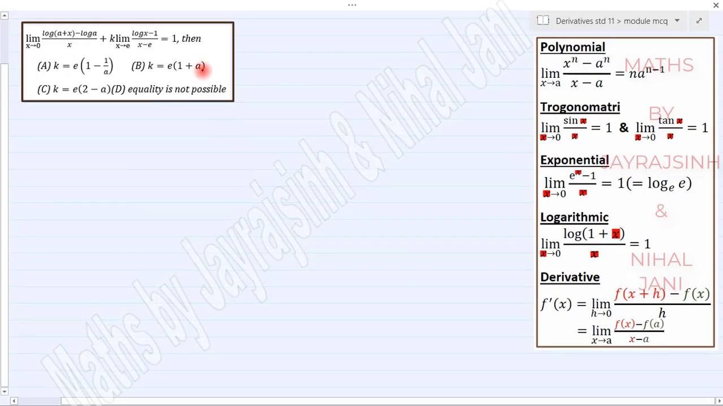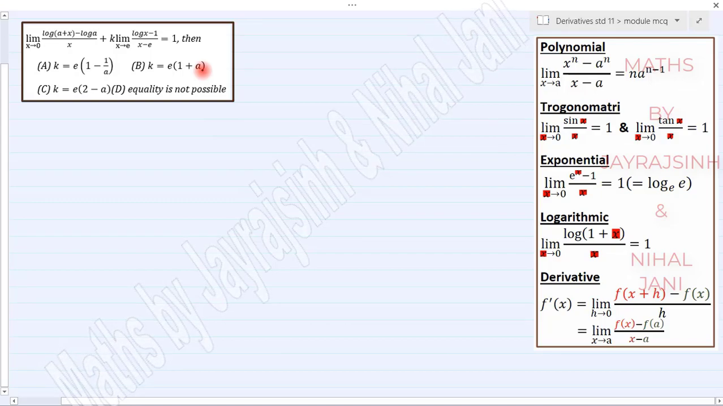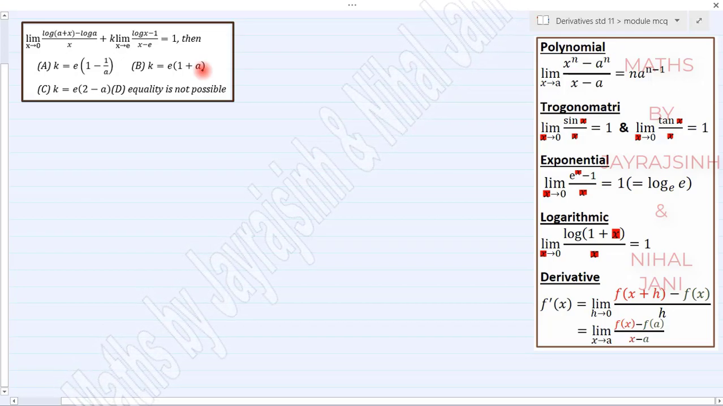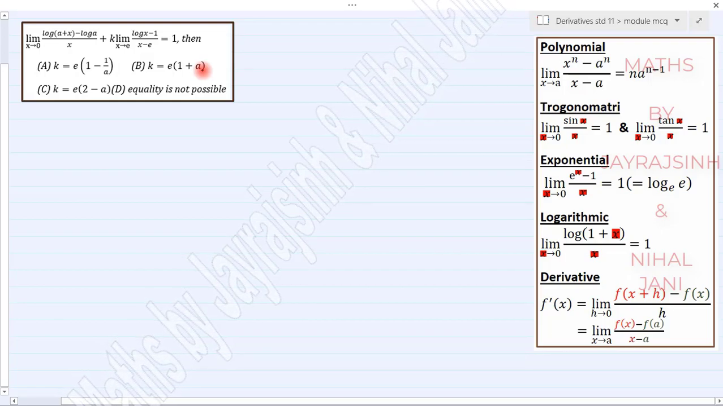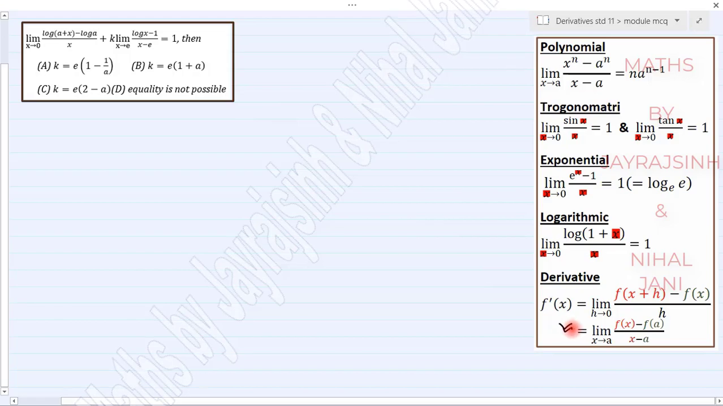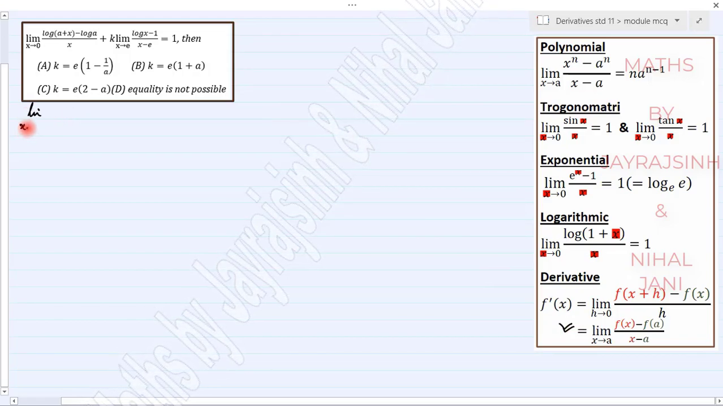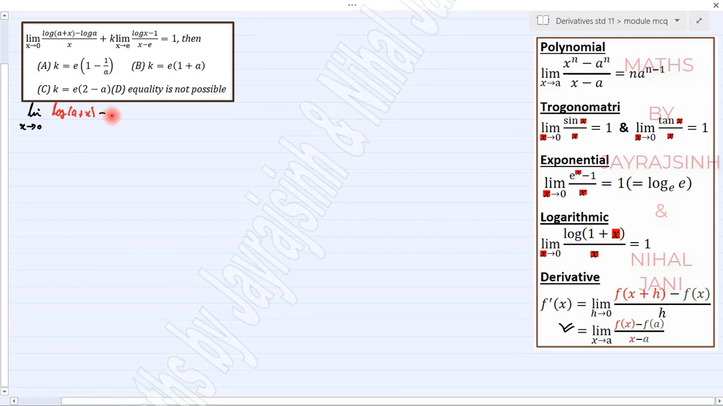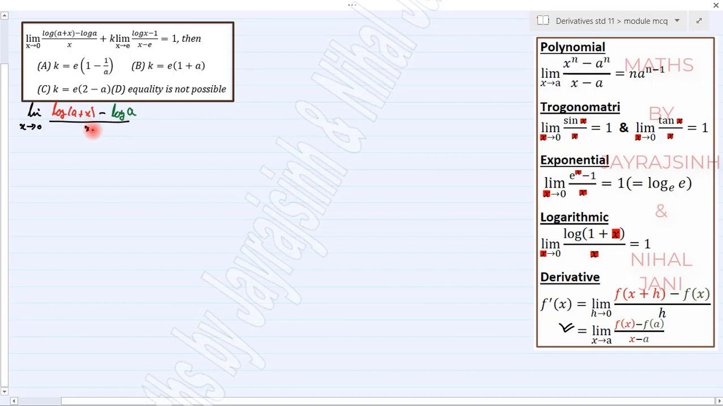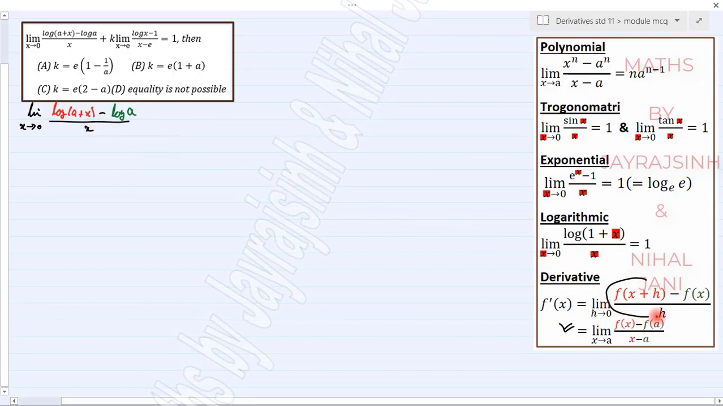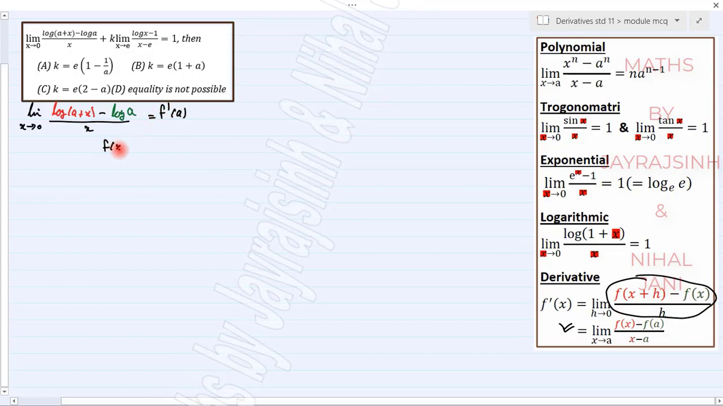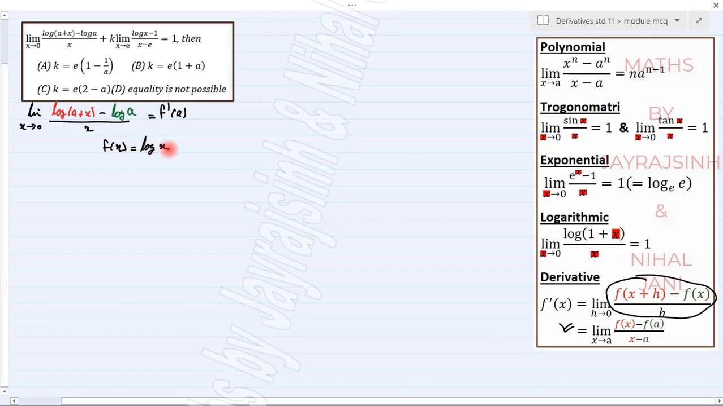In this question, we have limit x tends to 0 of log(a plus x) minus log a upon x, plus k times limit x tends to e of log x minus 1 upon x minus e, is equal to 1. Now, first of all, let's try to solve this question using the definition of derivatives. In the first term, we have limit x tends to 0 of log(a plus x) minus log a upon x. So if we compare with the first form, it is equal to f dash a, where f of x is nothing but log x.